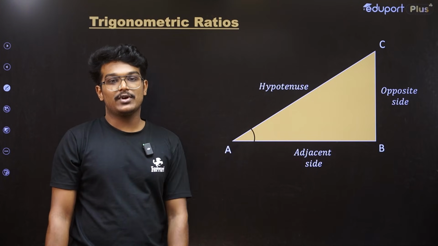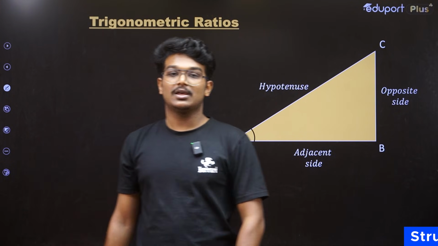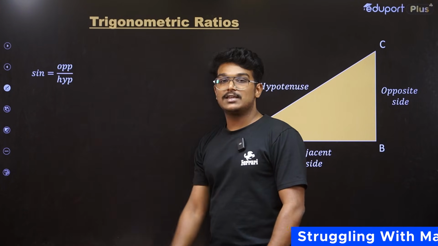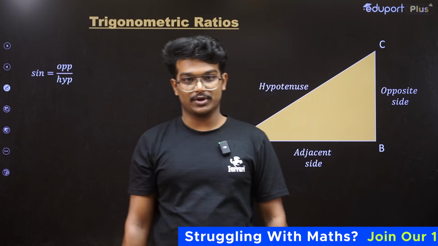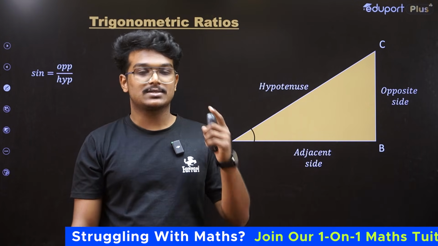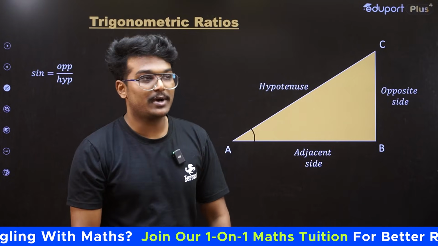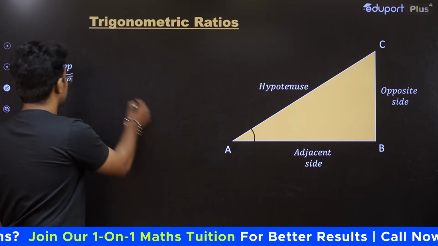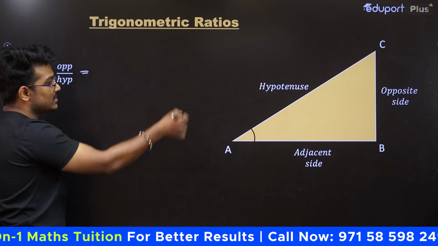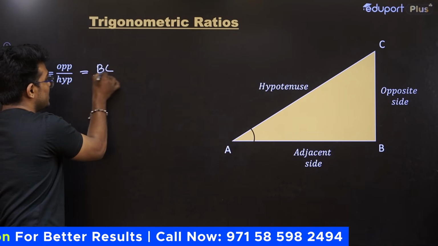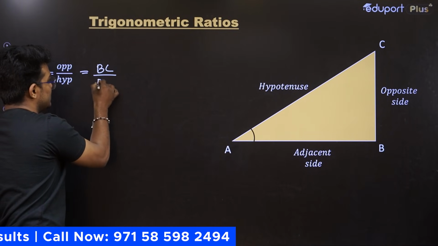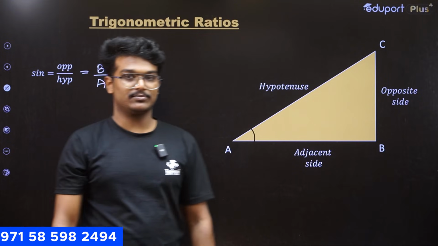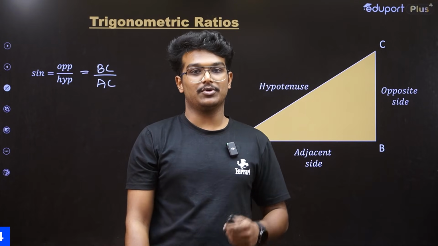Okay, now we are moving to the ratios. First of all, sine is equal to opposite side by hypotenuse. I am repeating that sine is equal to opposite side by hypotenuse. Which is the opposite side? Opposite side is BC. So BC divided by AC. That is the opposite side and the hypotenuse.